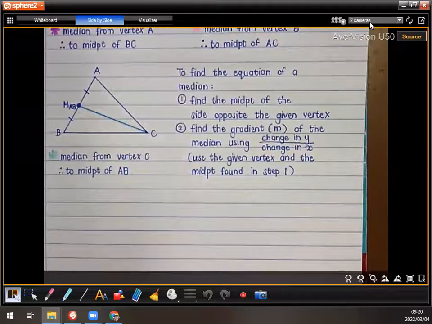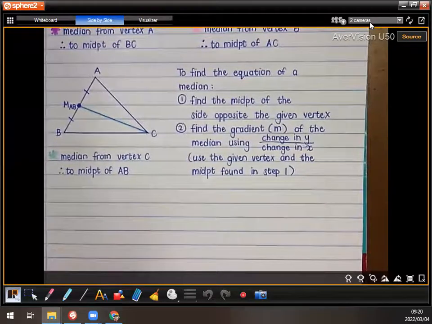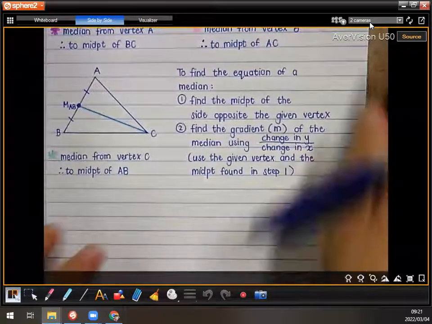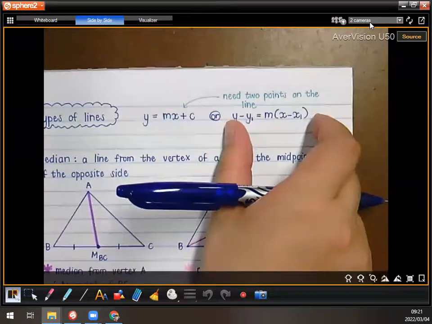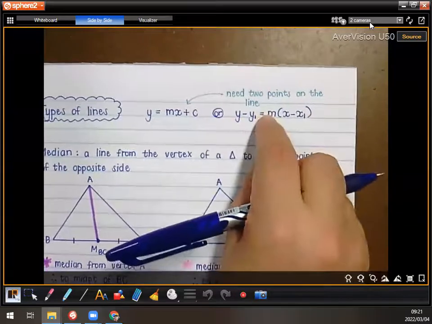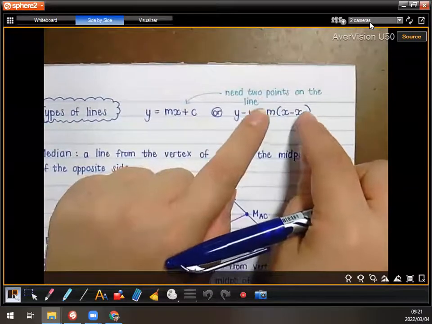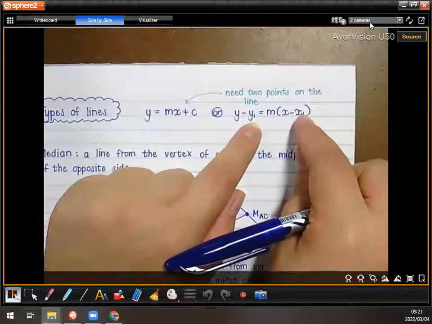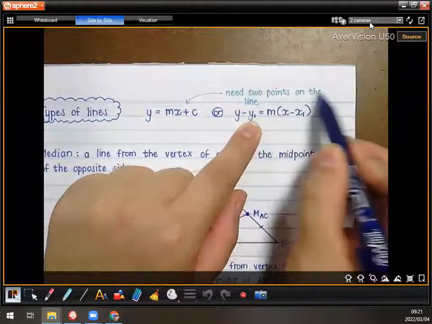Okay, once you've done that, you have m. We need y equals mx plus c, so then we'll have m. Now guys, we are going to work with the second formula, so I'm going to write that now in step 3. Once we have m, all that's left is for us to substitute one point into this equation, a point on our line. Remember, we need 2 points on the line.